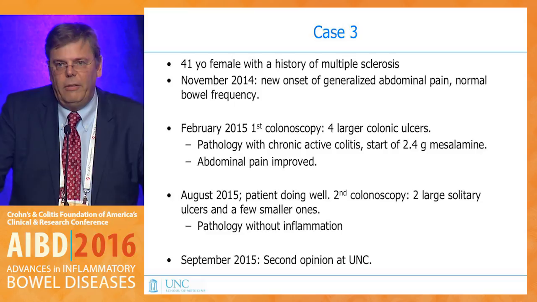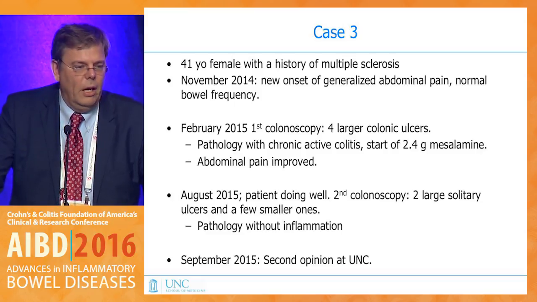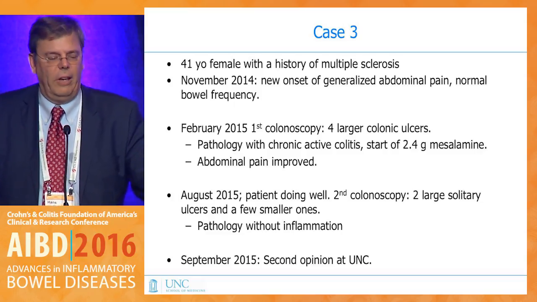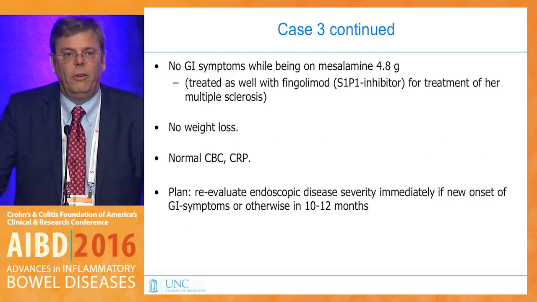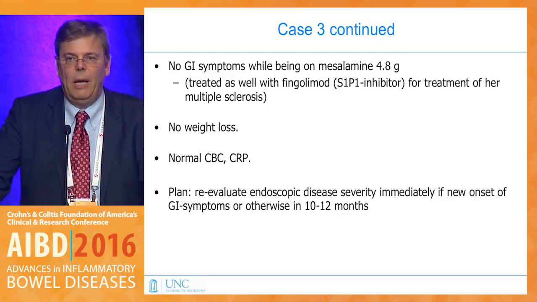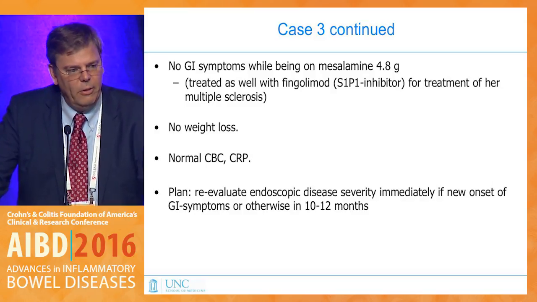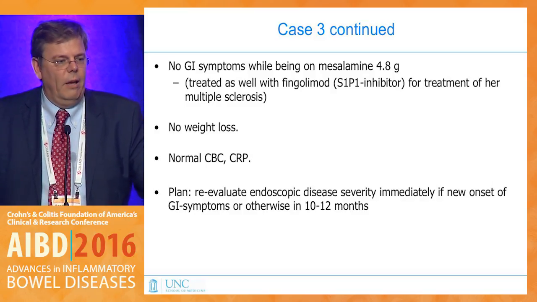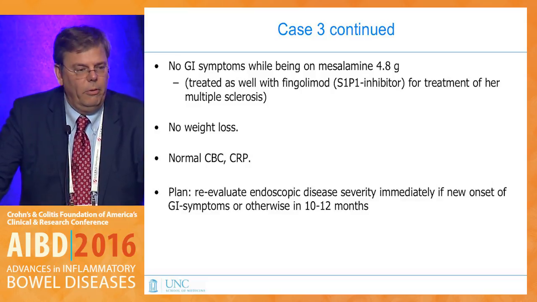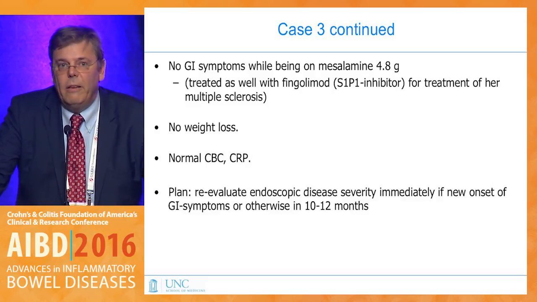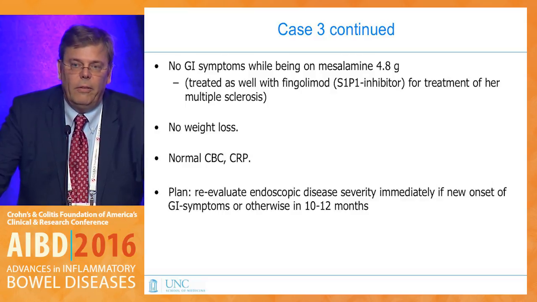The pathology, interestingly, didn't show any inflammation, and then she was sent to us for a second opinion, and she did very well. She didn't have any complaints. She was still on mesalamine 4.8 gram, had regular bowel movements. Interestingly, she was treated as well with fingolimod, which is an S1P1 inhibitor for multiple sclerosis, and we think that this probably works as well in Crohn's disease.